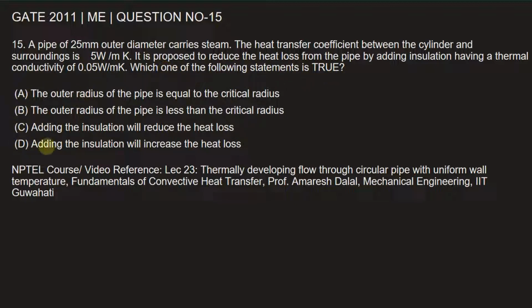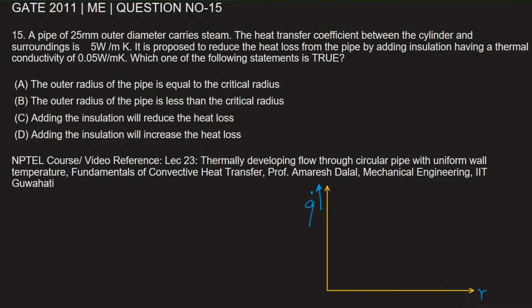Okay, so these four statements are given to us and we need to find out which is the true statement. Now for the heat loss from the pipe, let's draw the graph between Q versus the radius of the pipe. Suppose the y-axis represents the heat transfer rate and the x-axis represents the radius of the pipe. Now there is something called critical radius, at which point the heat transfer is maximum. It is represented by RC.